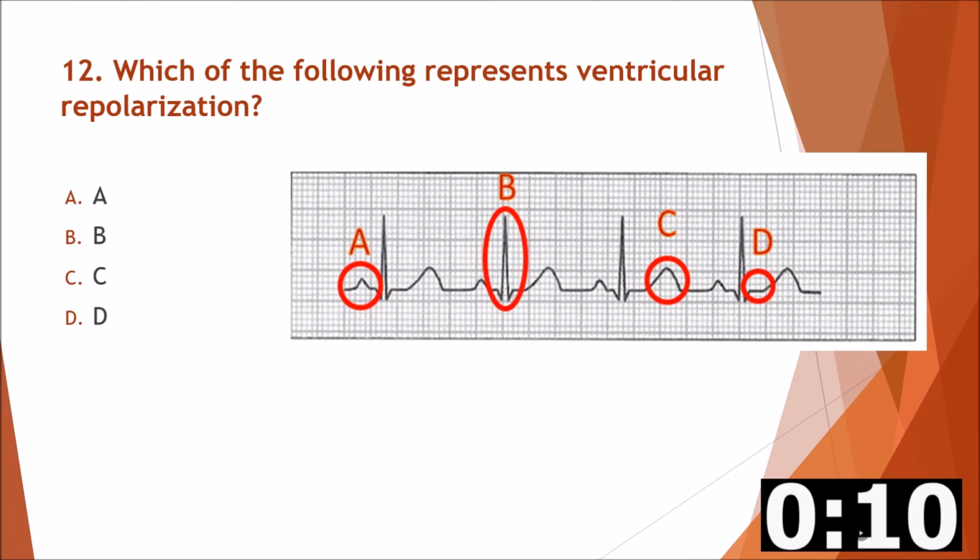Number 12, which of the following represents ventricular repolarization? A, B, C, or D?